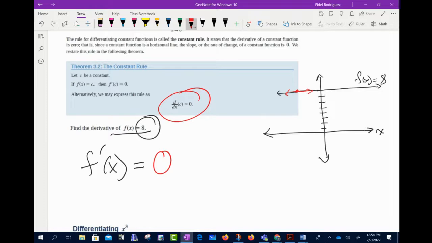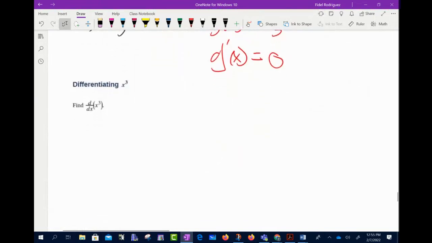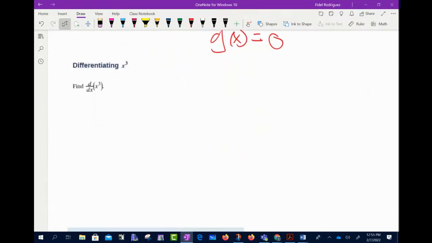So if I were to say g of x is equal to 1/3, and I were to ask what's g prime of x, you would say it's 0, right? You can say, man, throw a bunch of those on the test, Marcus. Those I know how to do, right? Anytime you got a constant, the derivative is always going to be equal to 0.